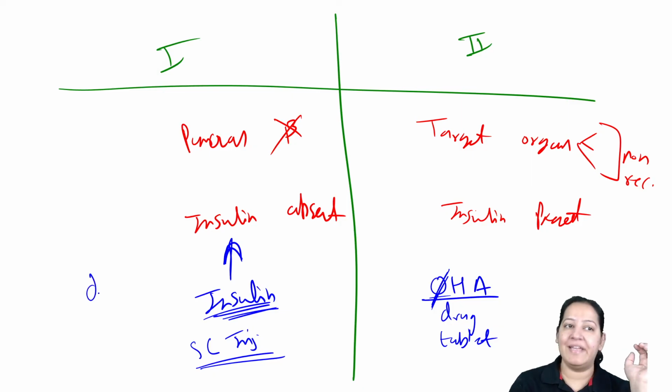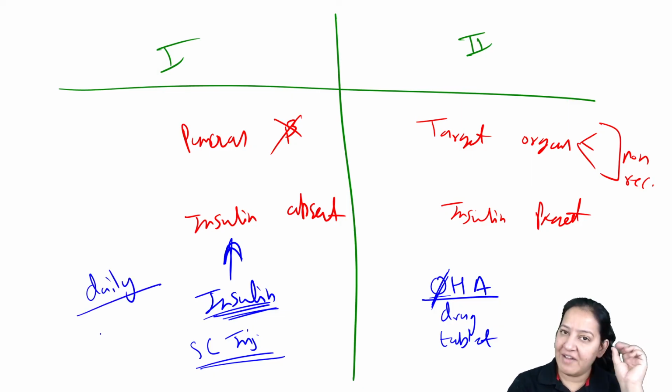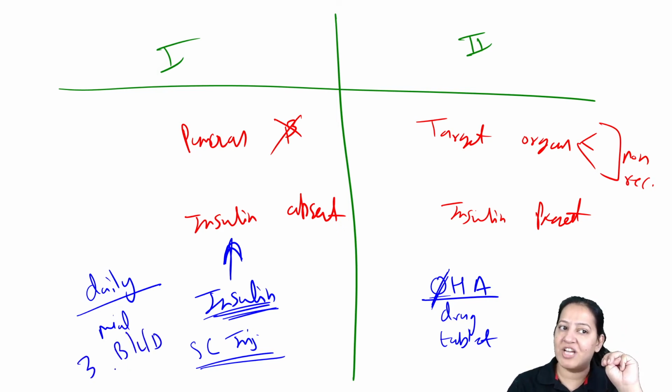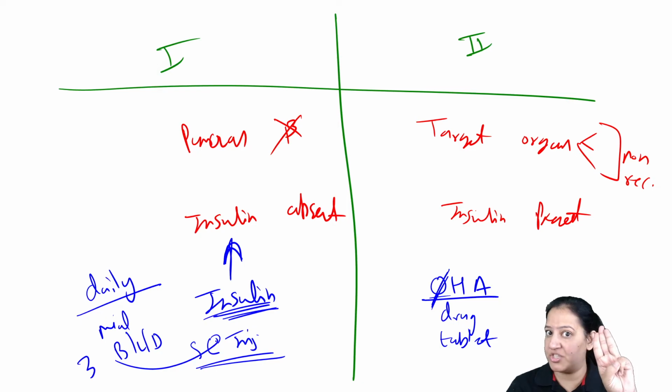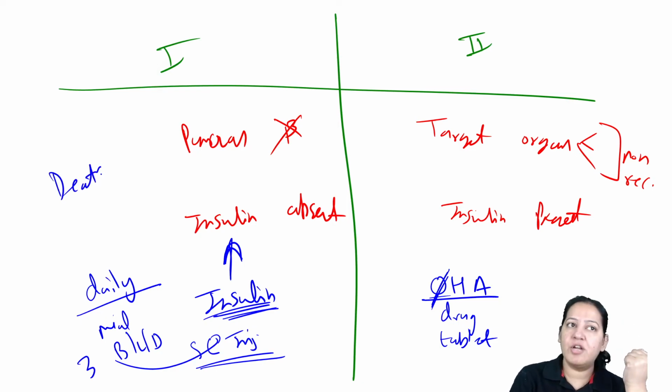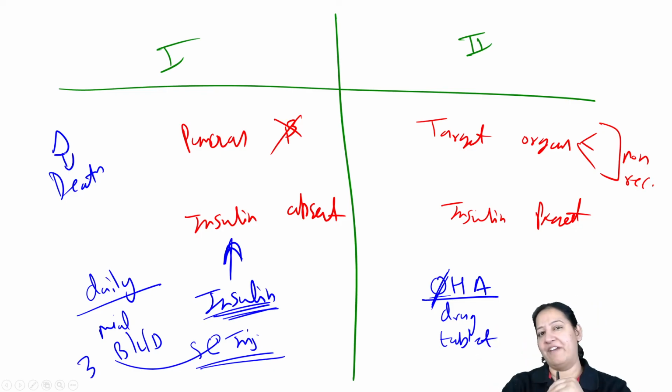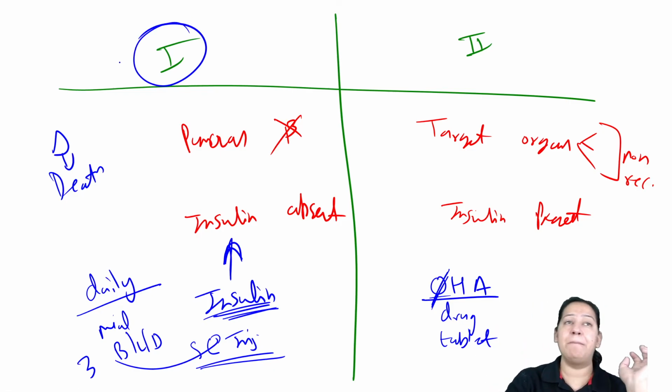When? Daily. How many times daily? Whenever the person has a meal. So a normal person takes 3 meals: breakfast, lunch, dinner. So they have to take 3 injections of insulin daily, minimum 3 injections. From when till when? Till death. From the date of diagnosis till death, they have to take it daily. It is a very tedious life. I pity type 1 diabetics.